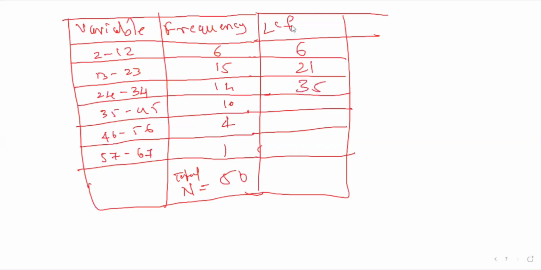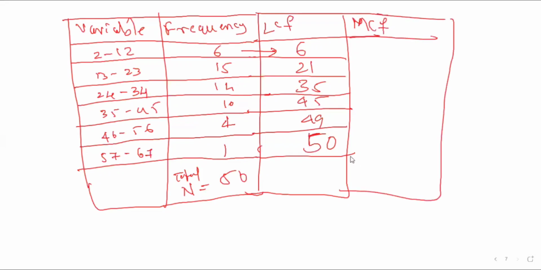How are we going to find out the LCF value? Just go on adding frequencies. The first one remains the same as it is. Then for the rest, just go on adding. 6 plus 15, 21, 21 plus 14, 35, 35 plus 10, 45, 45 plus 4, 49, 49 plus 1, 50.